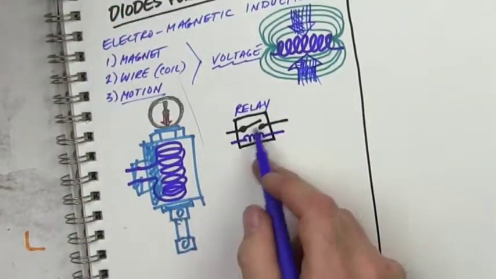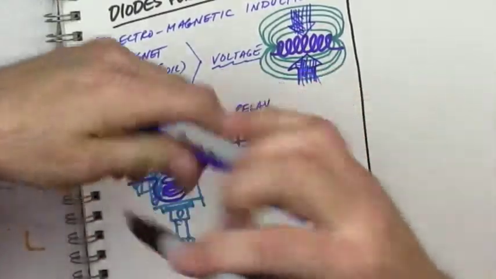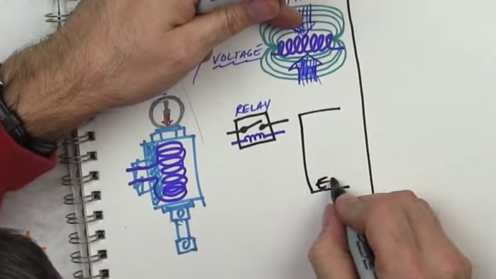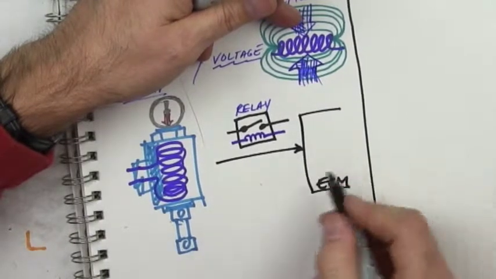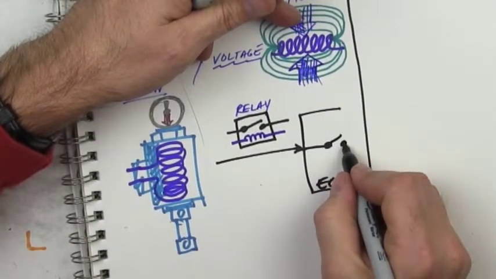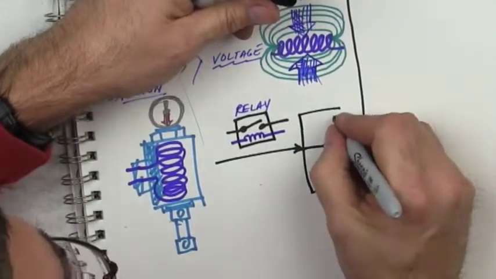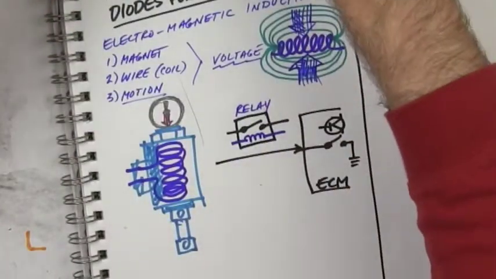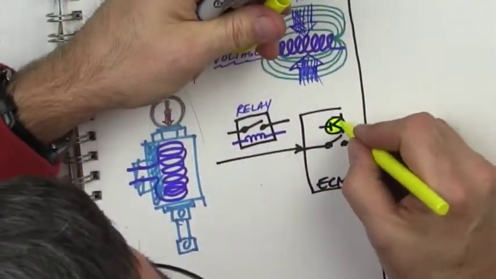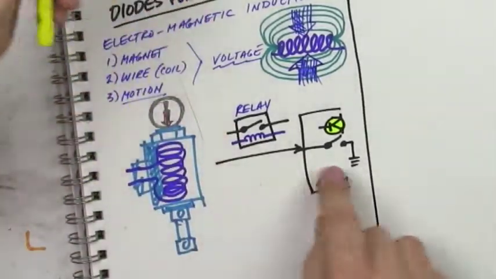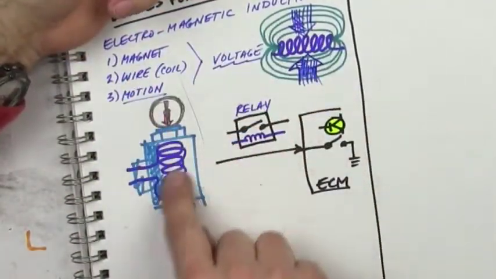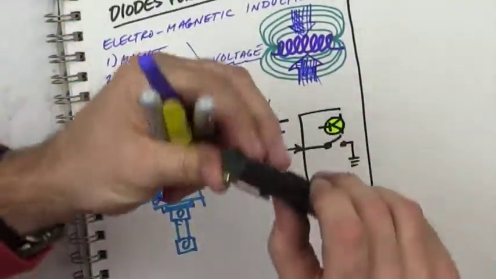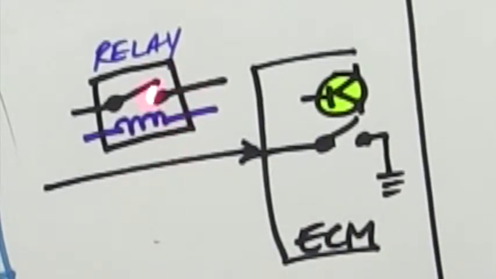So here's the problem. If this coil is powered by a relay or any type of switch, it doesn't matter, or worse yet, if it's controlled by an ECM, where inside the ECM there's a switch of some kind, usually a transistor, the problem is the arc that's going to be produced by this coil when it collapses. It's going to zap right here.